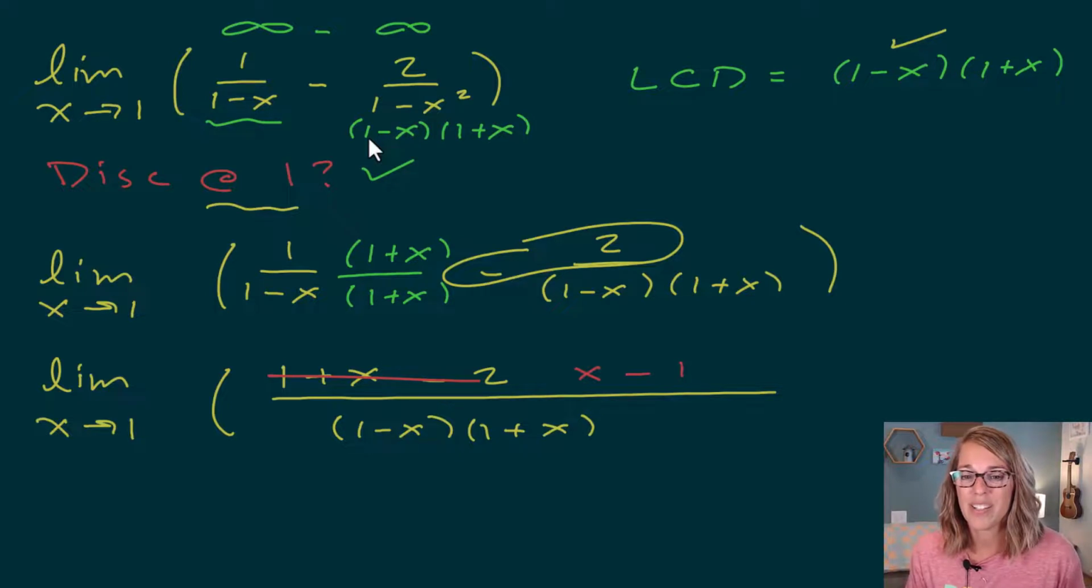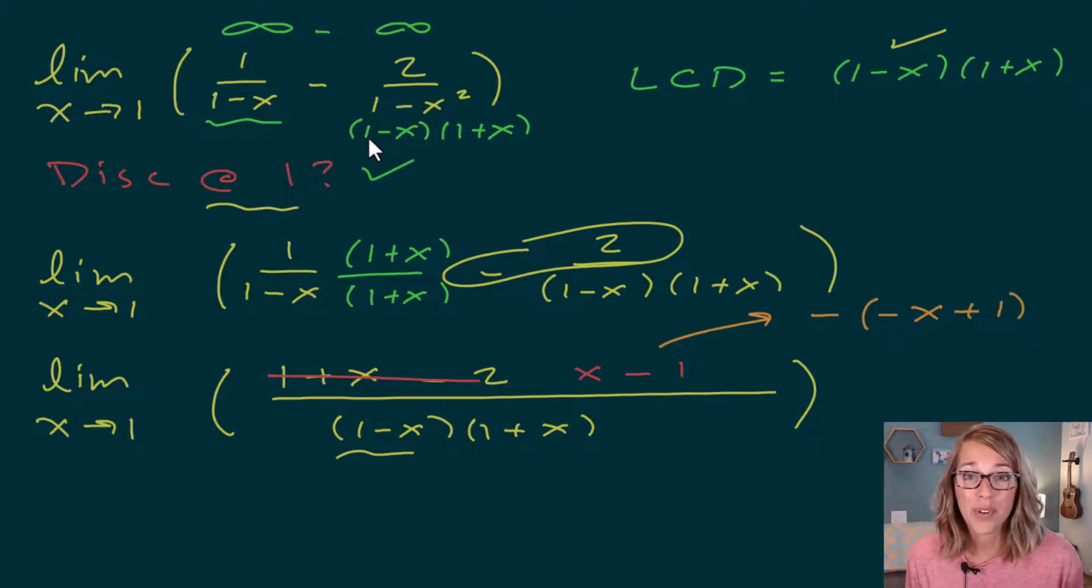Now it's really close to what I needed to cancel with the 1 minus x. I'm going to factor out a negative sign. So watch what I do algebraically. If I factor a negative sign out, I get negative x plus 1. If I switch the order now, I get negative and then 1 minus x. That's exactly what I need to cancel with that denominator.